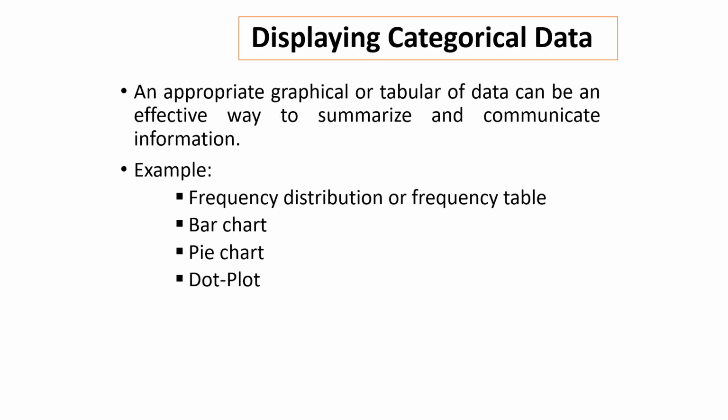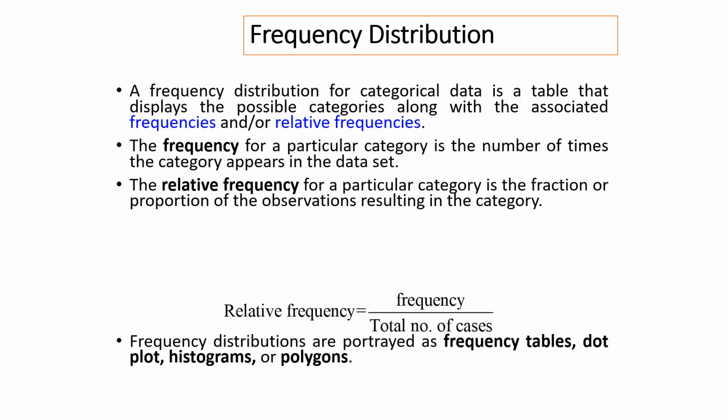Now, display the categories of data. Any appropriate graphical display of categorical data can be an effective way to summarize and communicate information. For example, by using a frequency table, a bar chart, a pie chart or a dot plot. So this is the way you summarize the data.